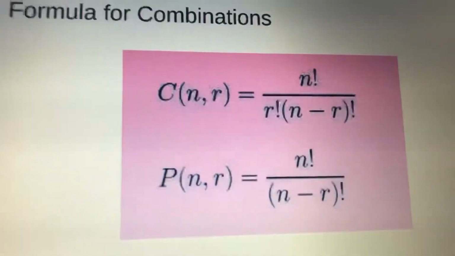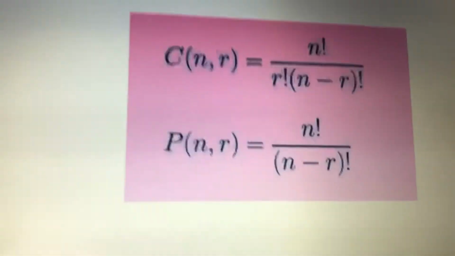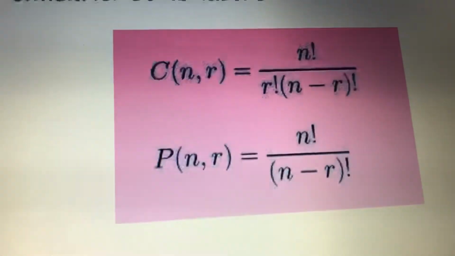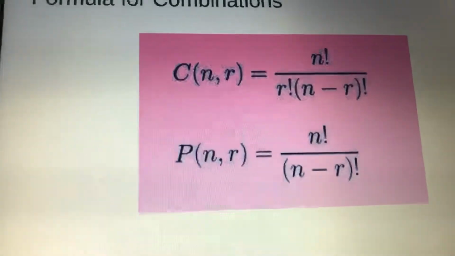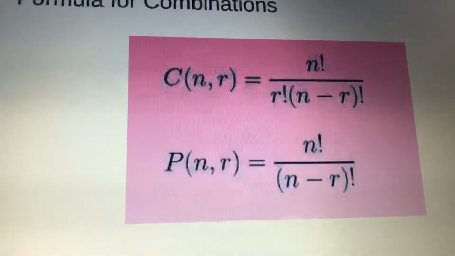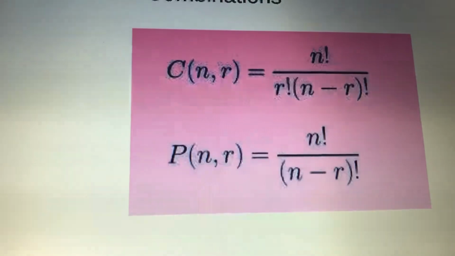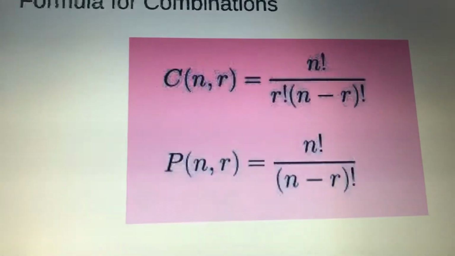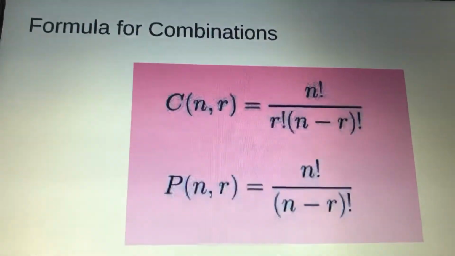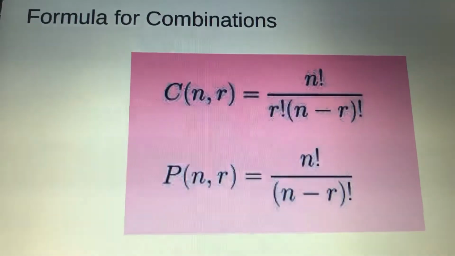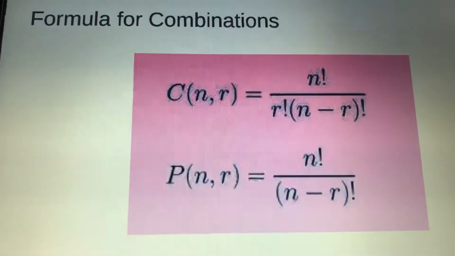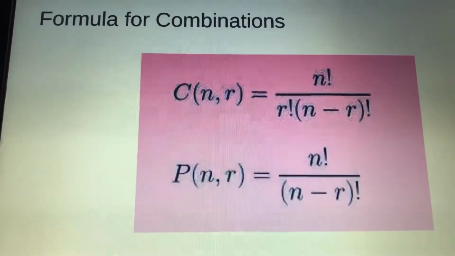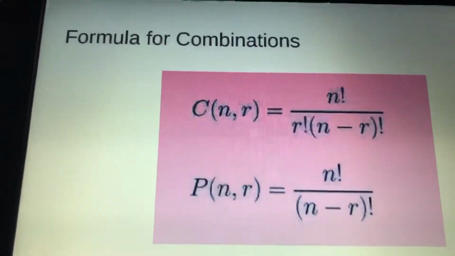Now the formula for combinations. C(n,r) is equal to n factorial divided by r factorial times n minus r factorial. Go down a little bit, and there's P(n,r), which is equal to n factorial divided by n minus r factorial.